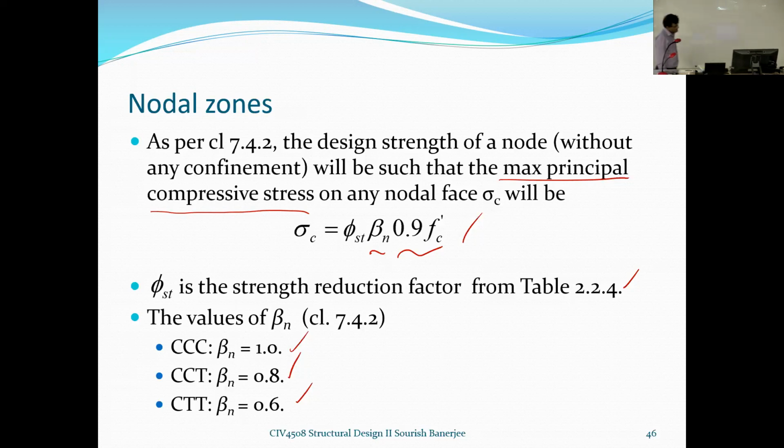And remember, this node, which we have shown before, is hypothetical, isn't it? Hypothetical in that sense that it is also basically a concrete, isn't it? It's part of the concrete member.